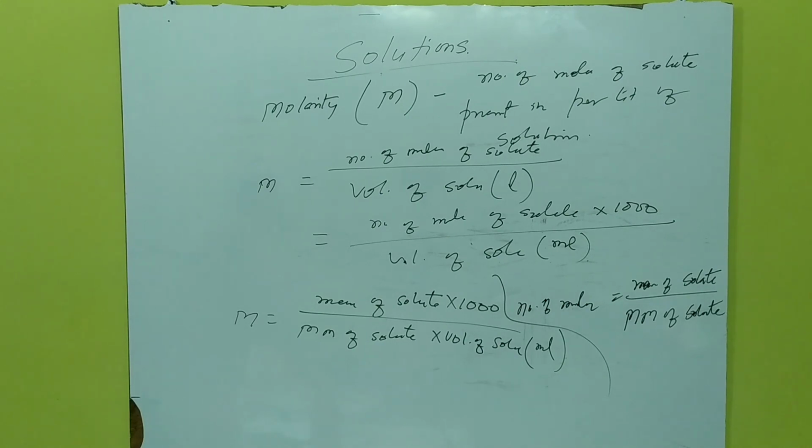Also, if we talk about molarity in terms of weight, in terms of mass, molarity is equal to W1 into 1000 divided by M1 into V, where W1 is the mass of solute, capital M1 is the molar mass of solute, and volume of solution V is in milliliter, and therefore you have to multiply by 1000. So molarity is equal to W1 into 1000 divided by M1 into V.